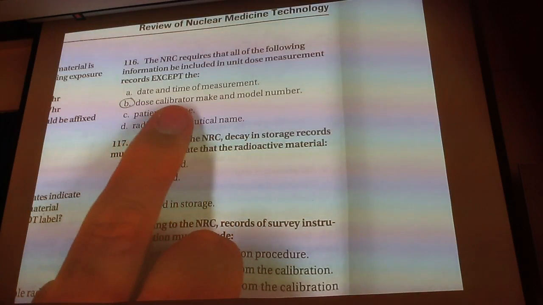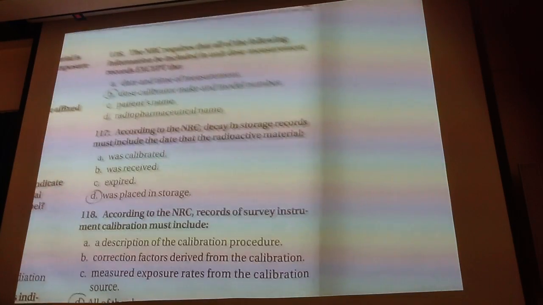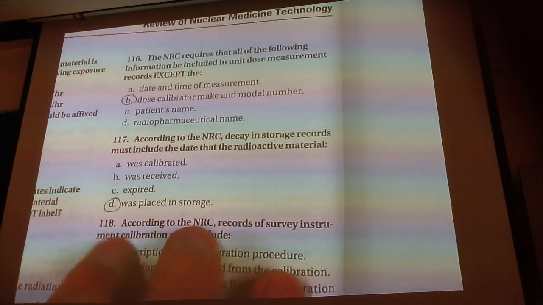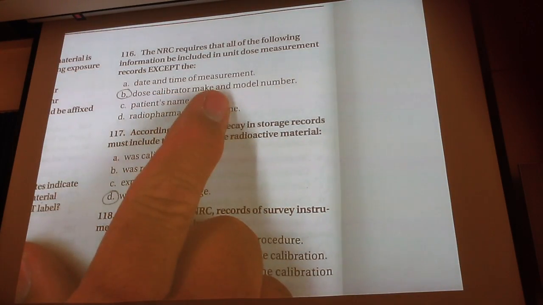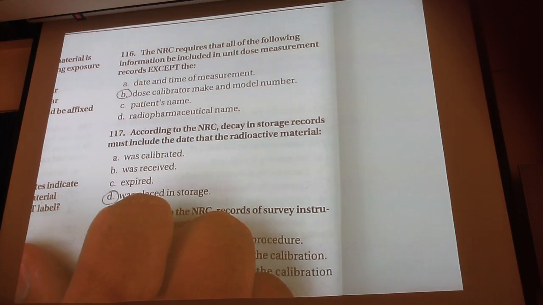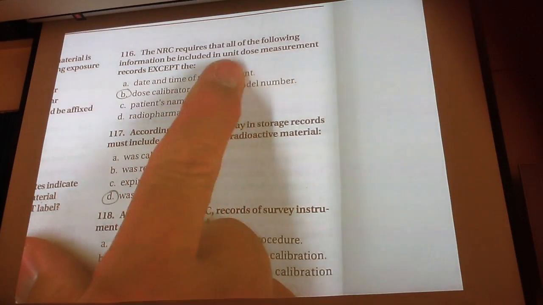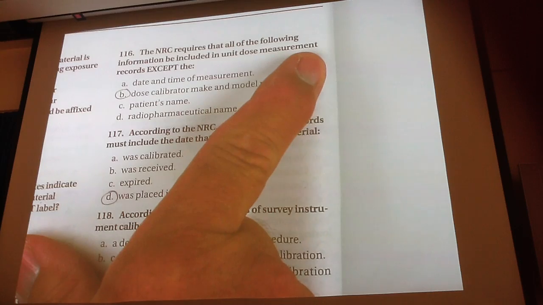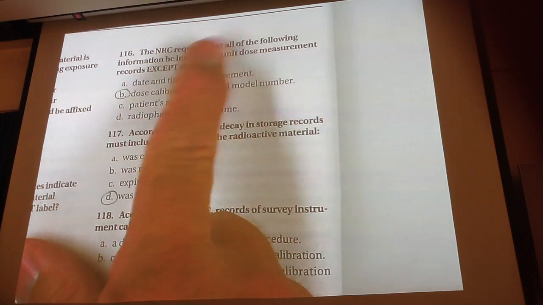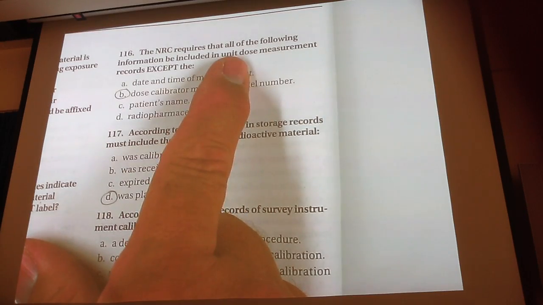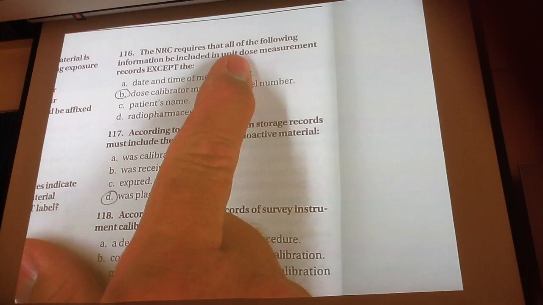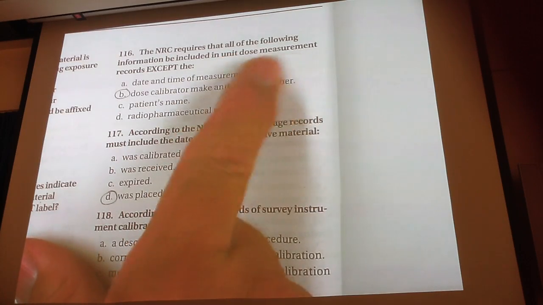NRC requires that all the following information must be included on the unit dose measurement, except, yeah, the dose calibrator does not have to be on your record of radiopharmaceutical administration. Okay, because your unit dose, what's the rule on unit doses? Do you have to assay those before you inject them into a patient? You don't have to, okay. But you should. Yeah, most people do. Okay, because you might be getting gypped. They may be charging you for 20 millicuries, but there might only be 15 in there.